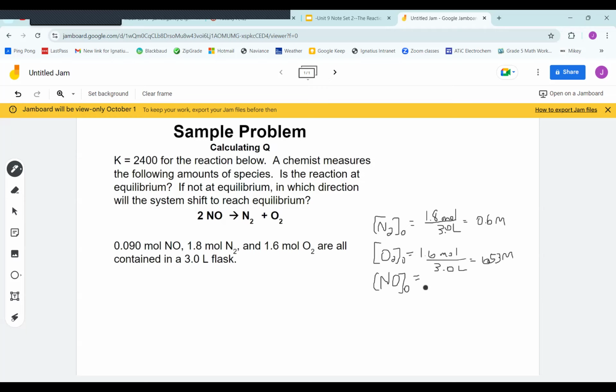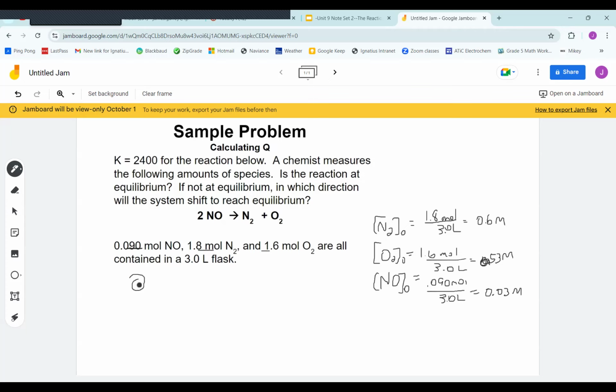And for the NO, they tell us we have 0.90 moles. I'm getting these numbers from over here in a 3-liter flask. And that works out to be 0.03 molar. Let me clarify this. This is 0.53. Okay, so now we've got initial molarities for all of the substances in this equation.